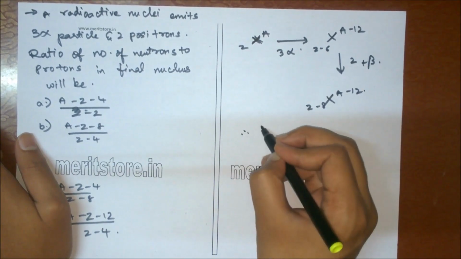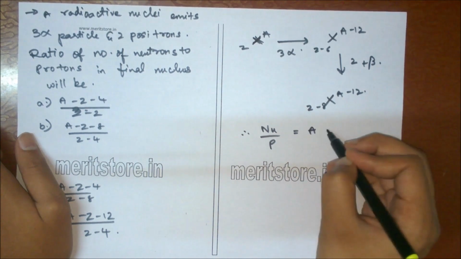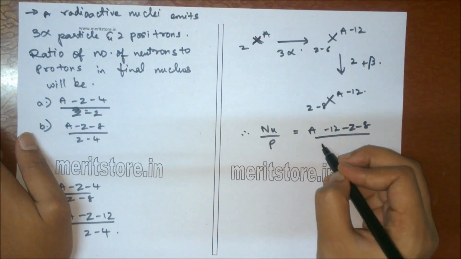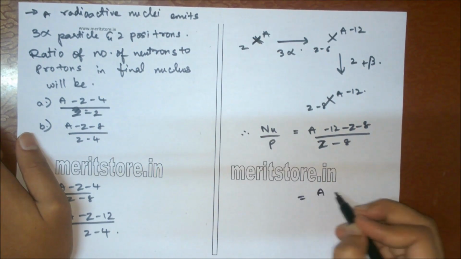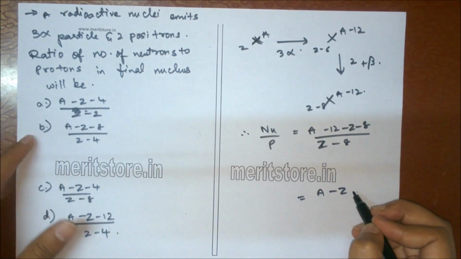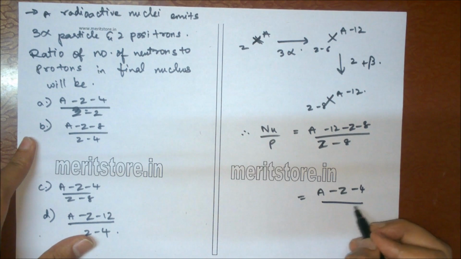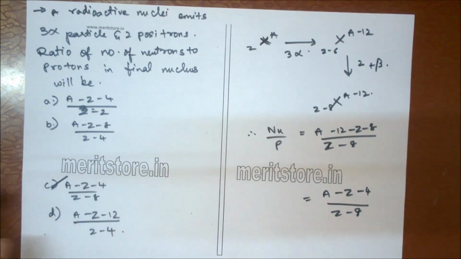Therefore, number of neutrons to number of protons is equal to A minus 12 minus Z minus 8 upon Z minus 8. So this comes out to be A minus Z minus 4 divided by Z minus 8. So option C will be the correct answer.